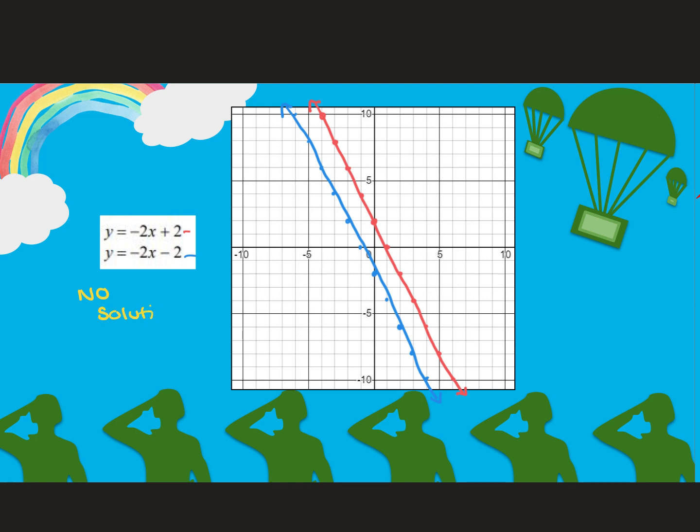So if we think back to writing equations with parallel and perpendicular lines, we know that parallel lines have what? The same slope. So both of those slopes are -2. And it is okay if you realized that without graphing, that is completely fine. If you realize the slopes are the same, therefore we have parallel lines, therefore we have no solution.